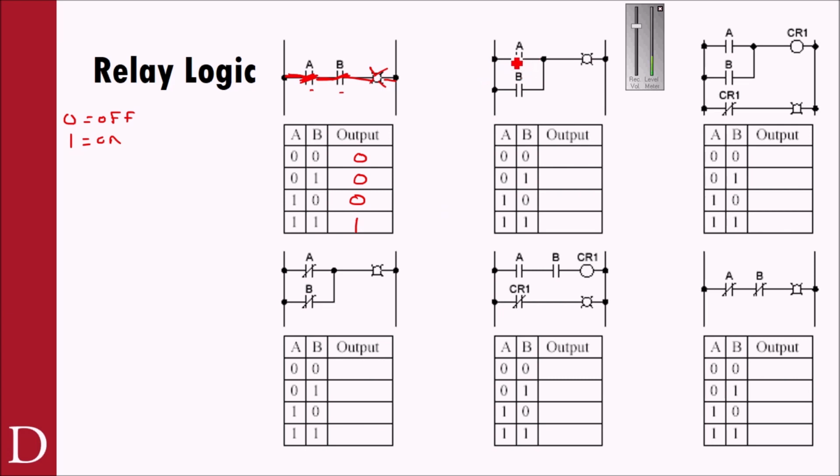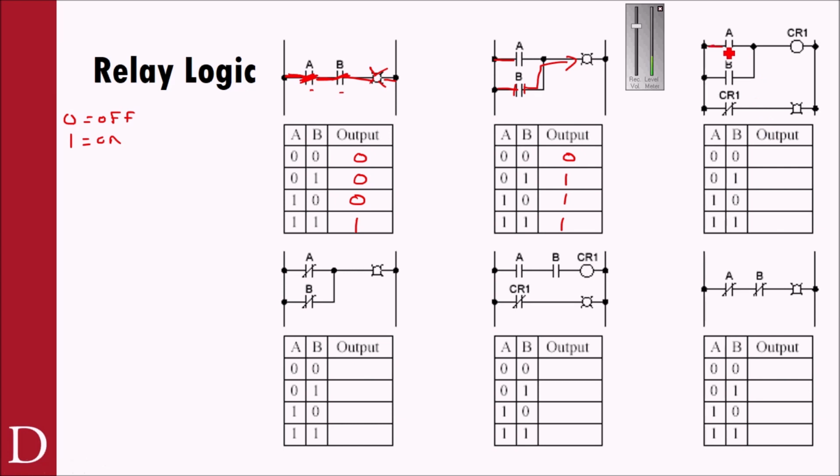And it should be pretty obvious to see now if I close either one of these. If I close A, I can get through. Or if I close B, I can get through, right? So the only way I'm going to get a 0 output is with a 0, 0. But if B is on, I get a 1. Or if A is on, I get a 1. Or if both of them are on, I get a 1. So it's a little bit different.